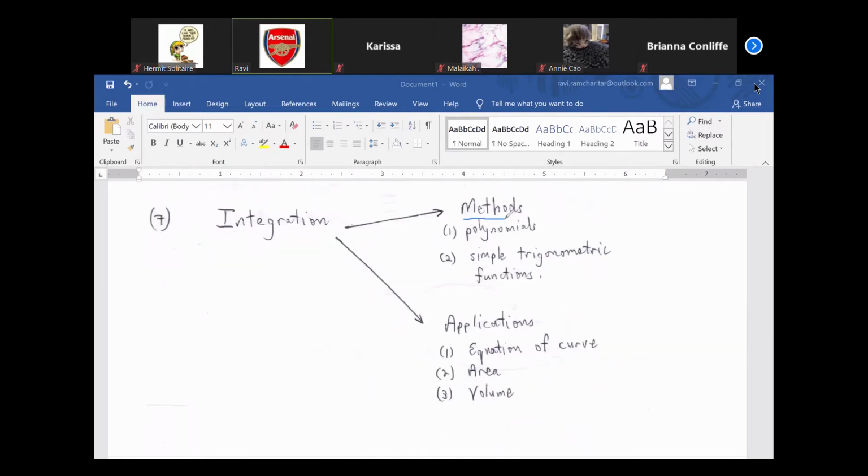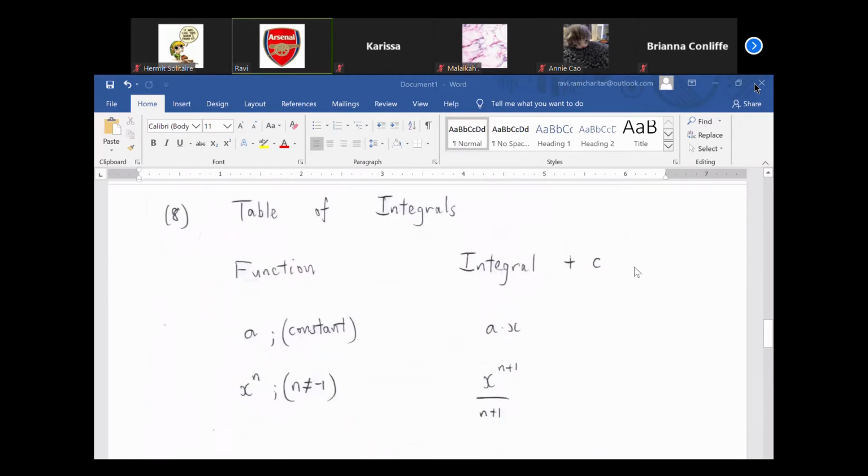We're dealing with the integral methods first, how to integrate polynomials, and then simple trig functions. That's basically all we need to learn how to integrate for your syllabus. Applications: the equation of a curve, and we said we have area under a curve and volume of revolutions. We spoke about a table of integrals.